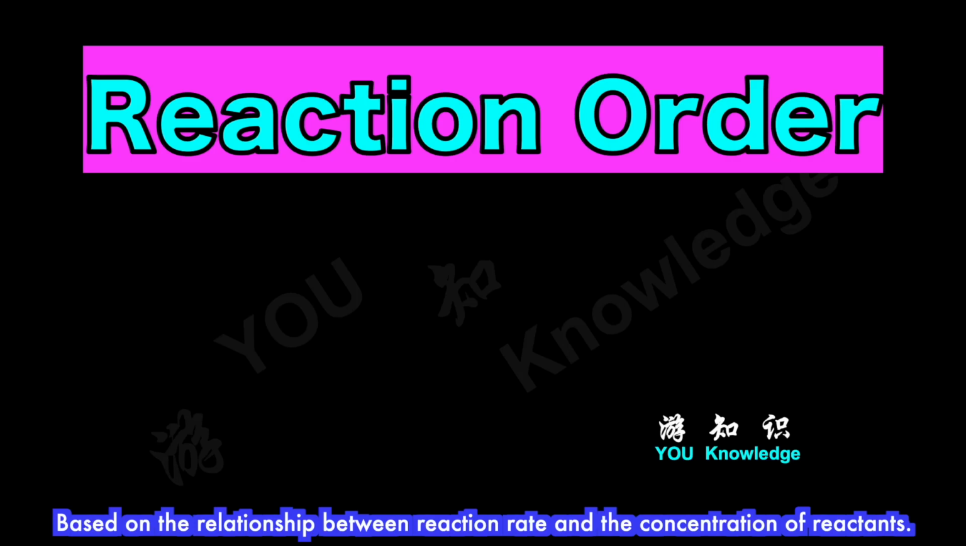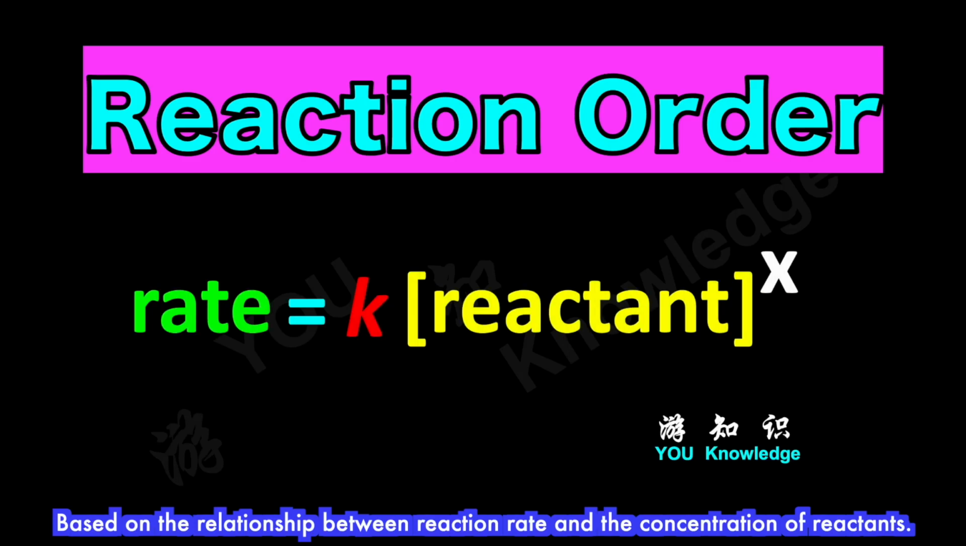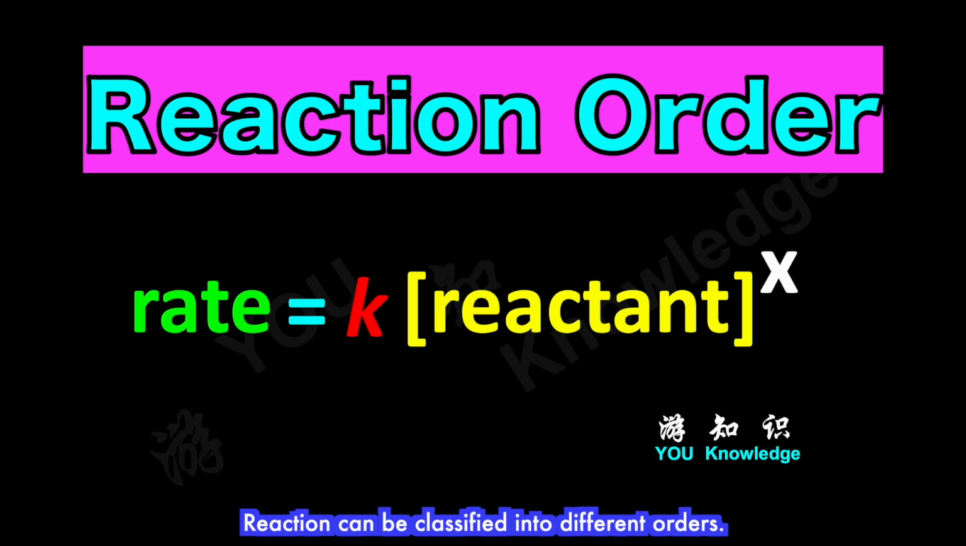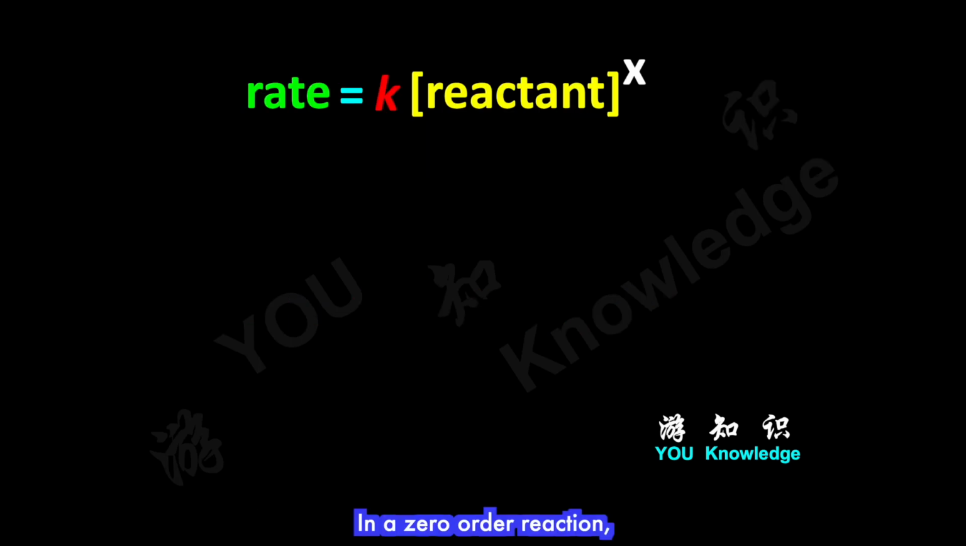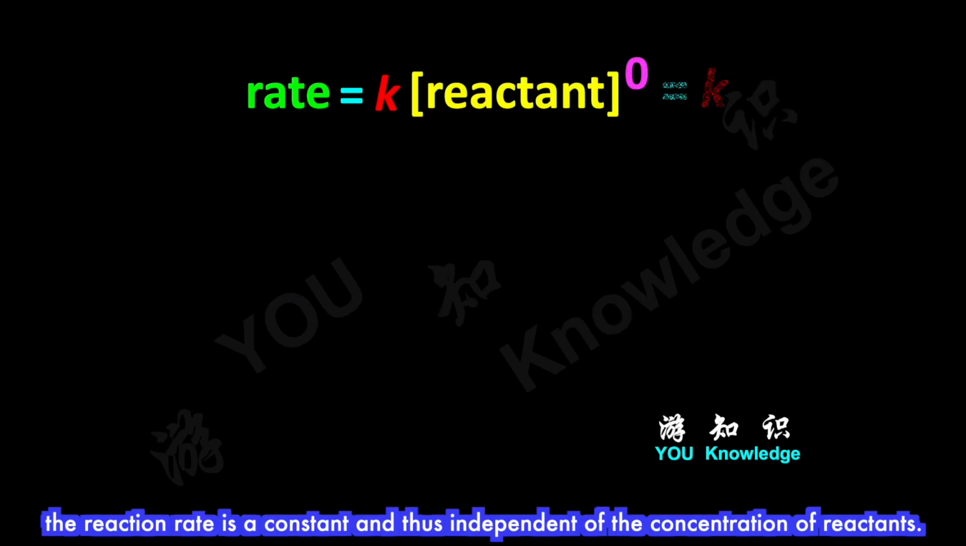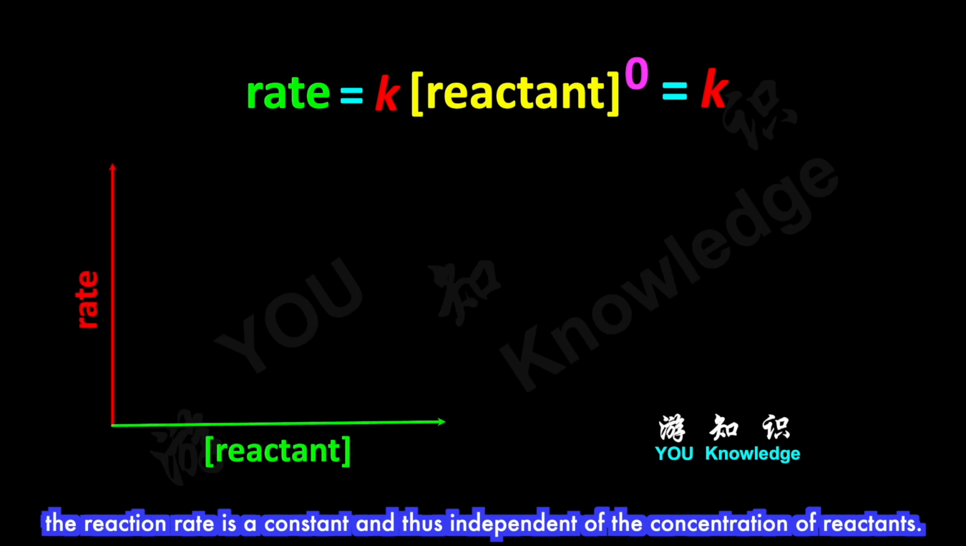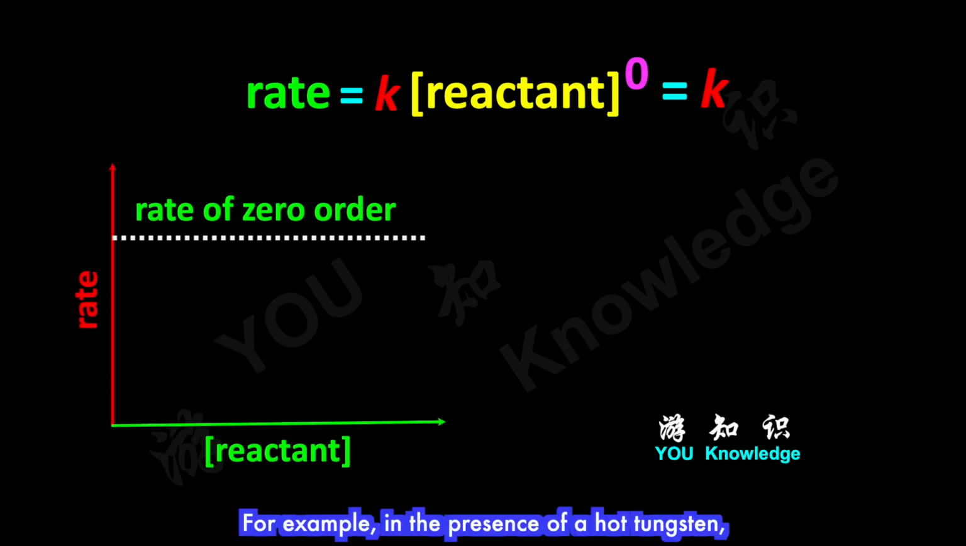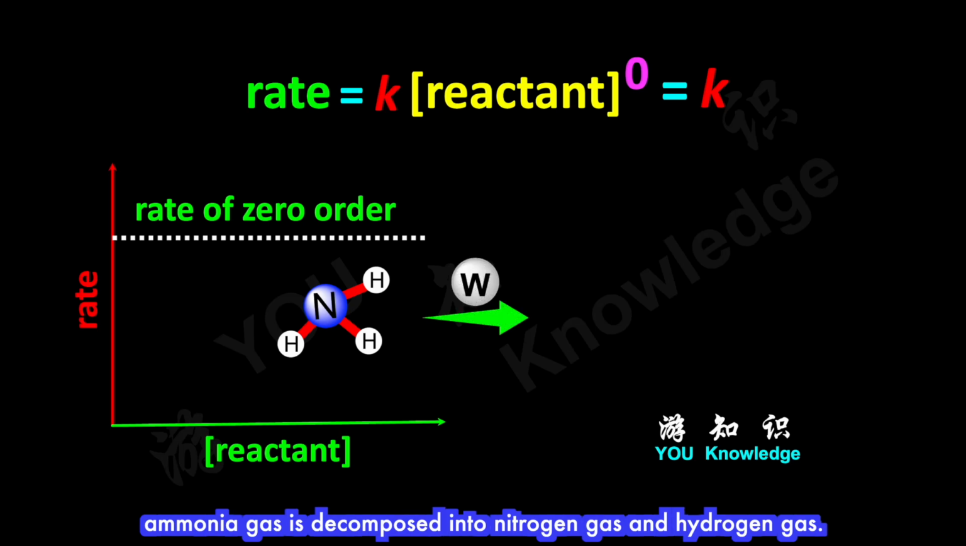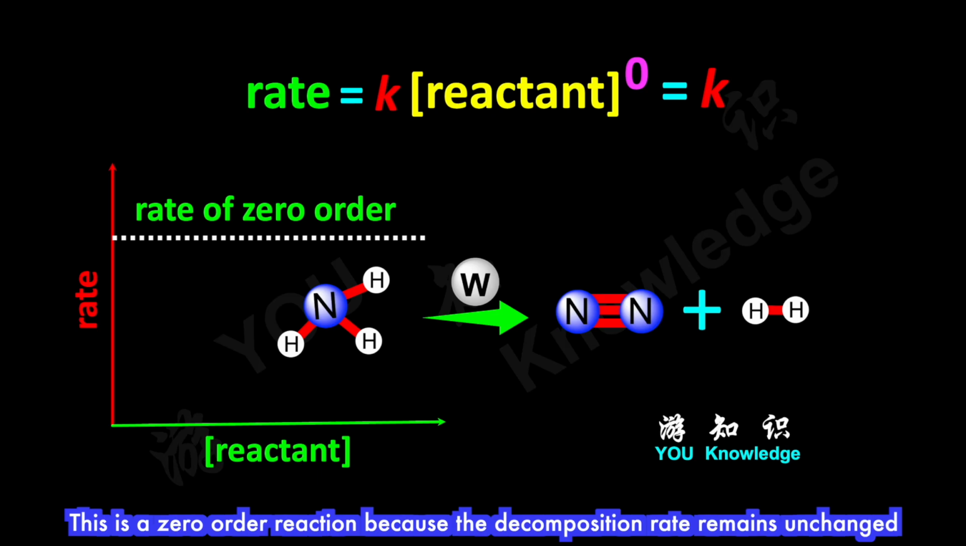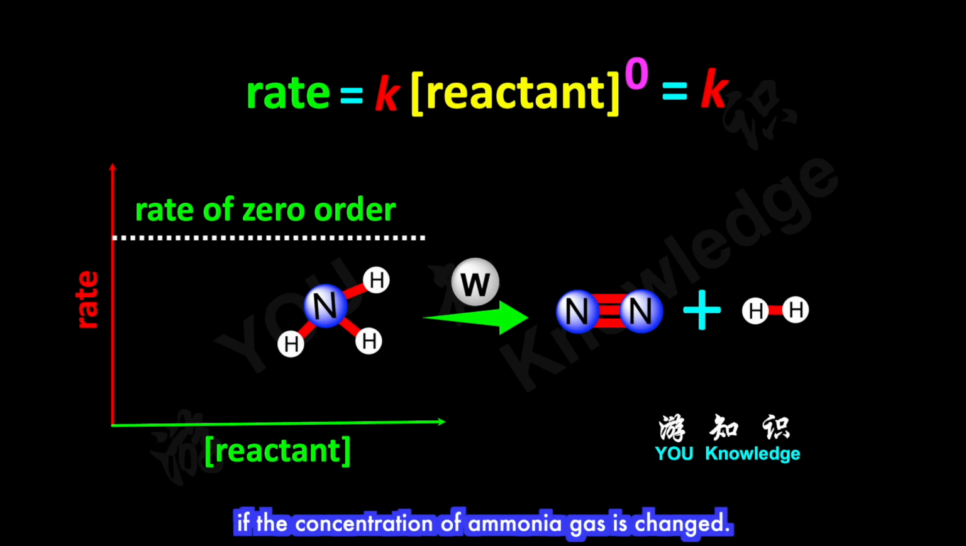Based on the relationship between reaction rate and the concentration of reactants, reactions can be classified into different orders. In a zero-order reaction, the reaction rate is a constant and thus independent of the concentration of reactants. For example, in the presence of hot tungsten, ammonia gas is decomposed into nitrogen gas and hydrogen gas. This is a zero-order reaction because the decomposition rate remains unchanged if the concentration of ammonia gas is changed.